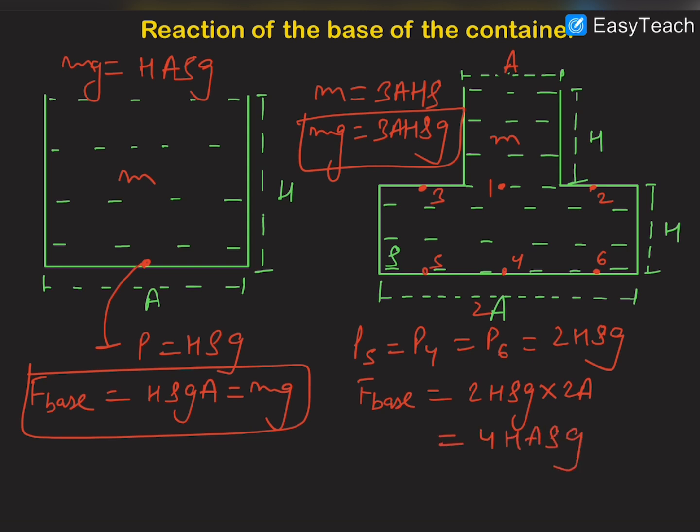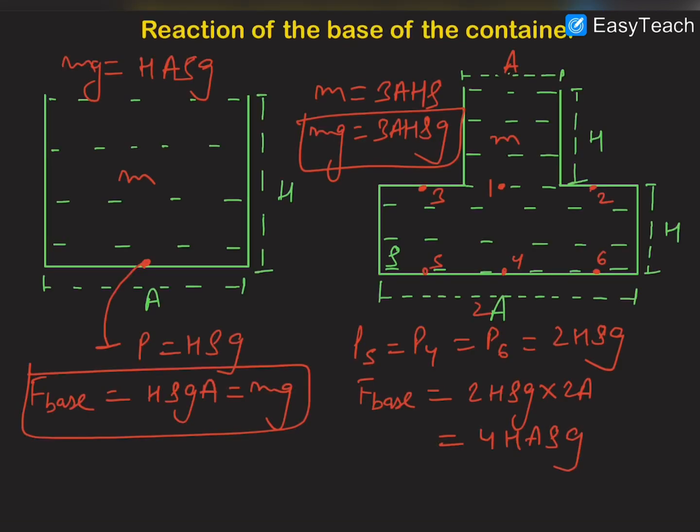Now there is a contradiction in this case, as the mg and the force on the base are different. So why is the force on the base of the container greater than mg? Let us discuss this point separately. So let us draw this, let us use this diagram on the next page.